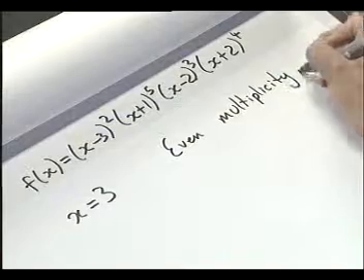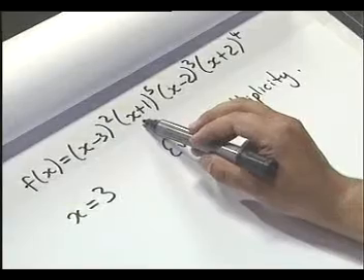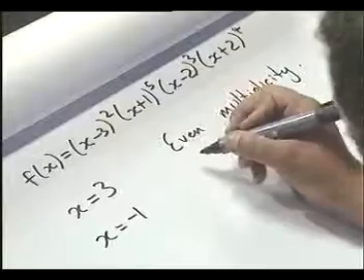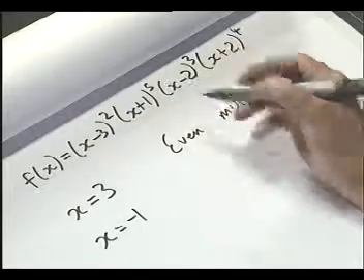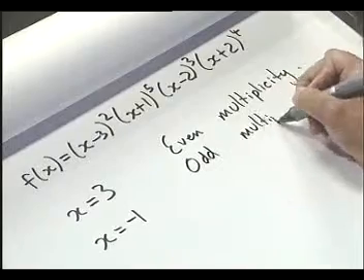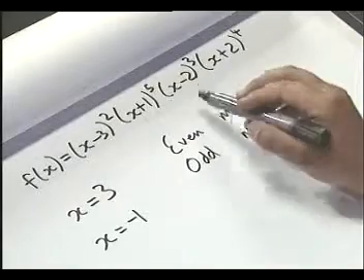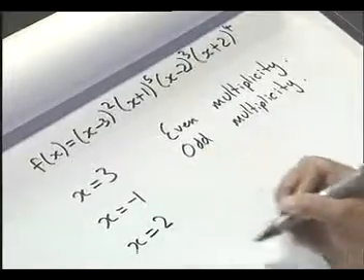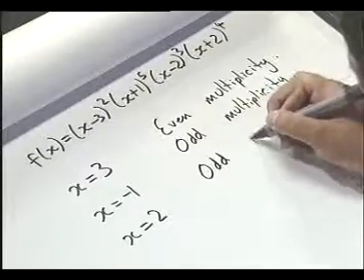Our second root here is going to be x equals minus 1, because that will make this bracket equal to 0. So x equals minus 1. And there are actually 5 of those repeated roots, because the power of the bracket is 5, which means that this is an odd multiplicity. We look at the next one. x equals 2 will give us a 0 in this bracket, so x equals 2 is a root there. And there are 3 of them, which means it is an odd multiplicity.